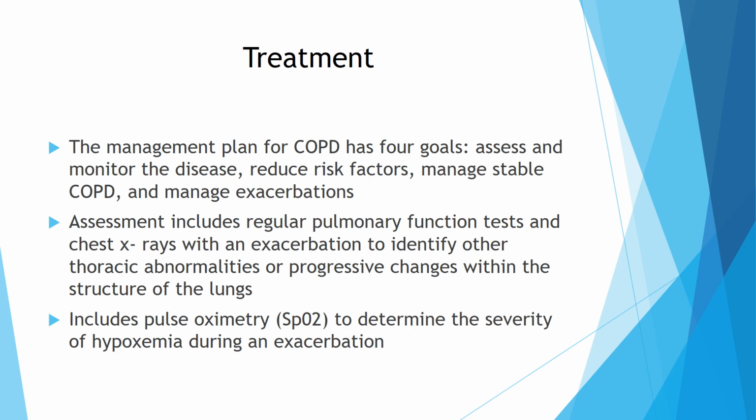Assessment will include regular pulmonary function tests, chest x-rays with an exacerbation to identify whether there are any other thoracic abnormalities or progressive changes within the structure of the lungs. Is this really, if there is an exacerbation, am I really seeing just an exacerbation of their COPD, or now do we have a new problem? This will include pulse oximetry to determine the severity of hypoxemia during an exacerbation. And we would want to know this, right? We want to know exactly how low their oxygen level is dipping.